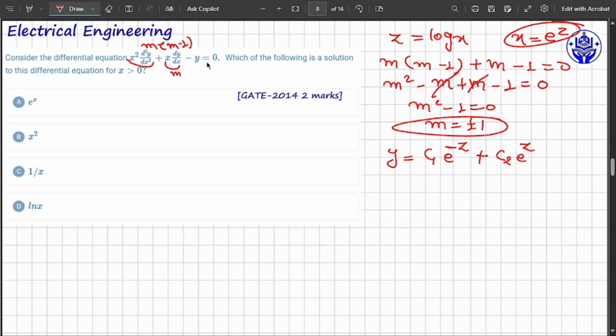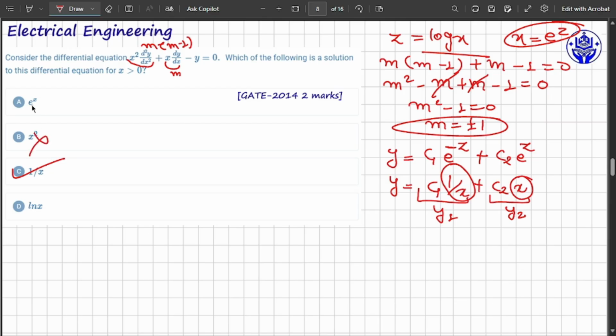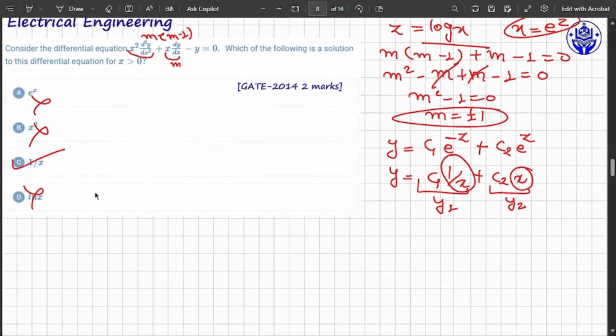Now what is the solution? See, y is equals to c1, if I change this z with log of x, then this will be 1 upon x plus c2 times x. So what is the solution for this differential equation? Whenever you have a linear differential equation, the solutions are linearly independent. So x is a solution for this case and 1 upon x is also a solution. These others are not the solution for this case. If there is x, then it will also be a solution for this case.